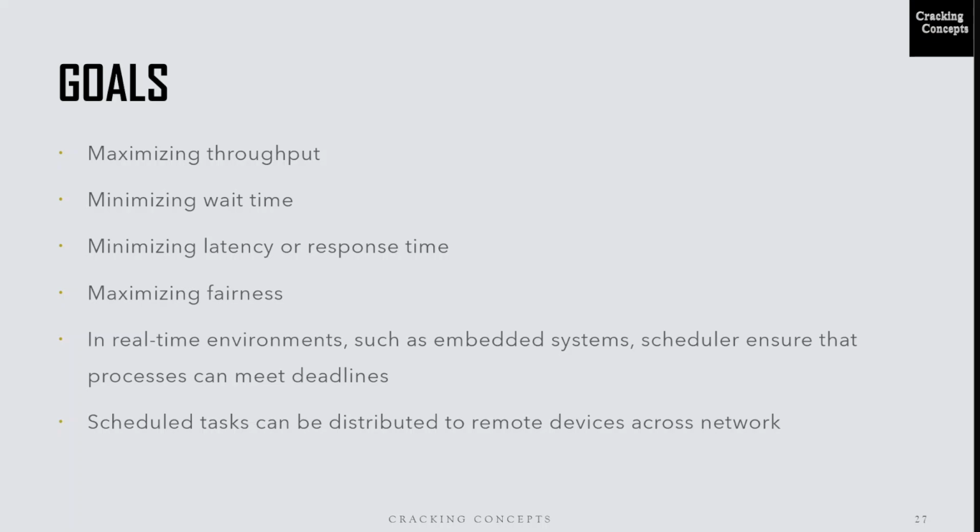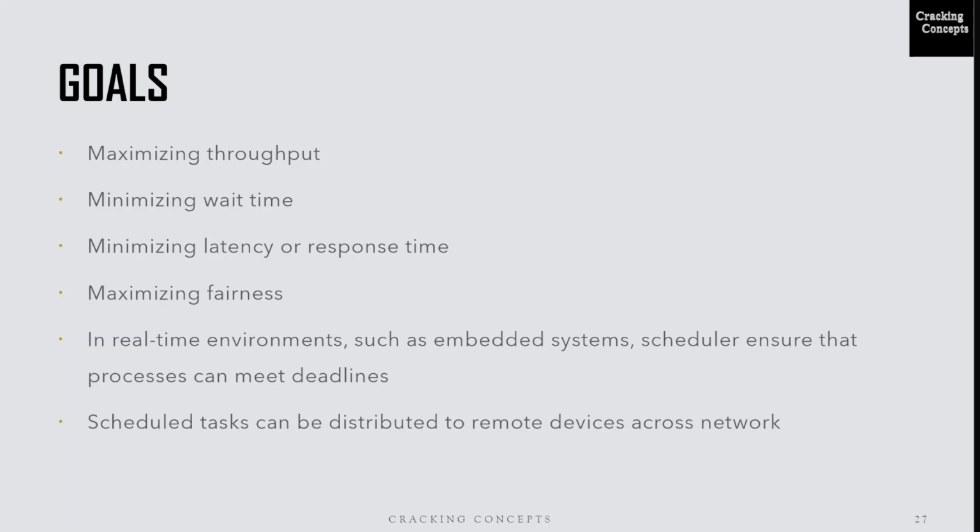Now, some of the goals of computing using a scheduling algorithm: maximizing throughput, minimizing wait time, minimizing latency or response time, and then maximizing the fairness. That is, equal CPU time to each process, or more generally, appropriate times according to the priority and workload of each process. In practice, these goals often conflict. For example, throughput versus latency. Thus, a scheduler will implement a suitable compromise.